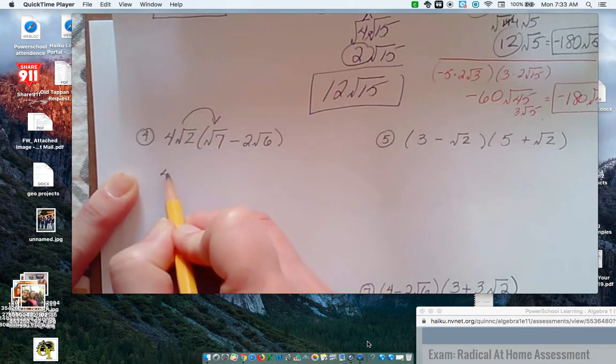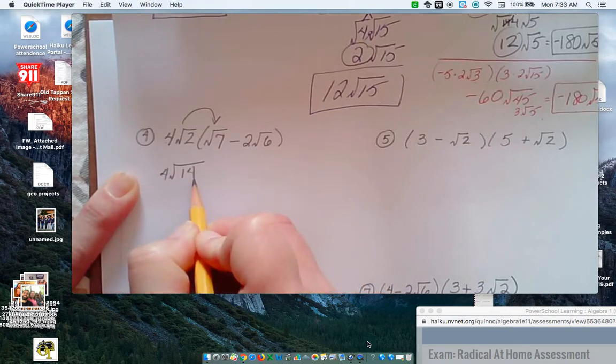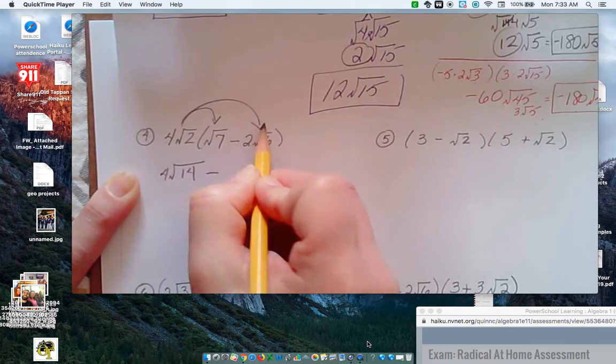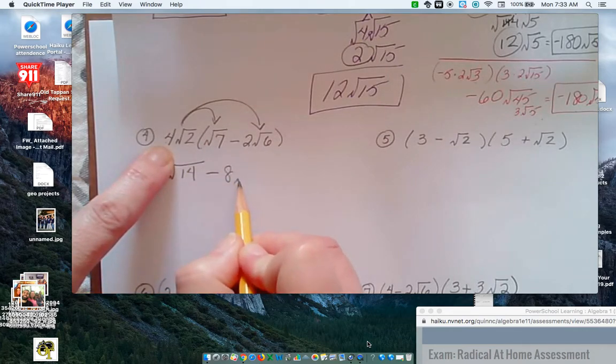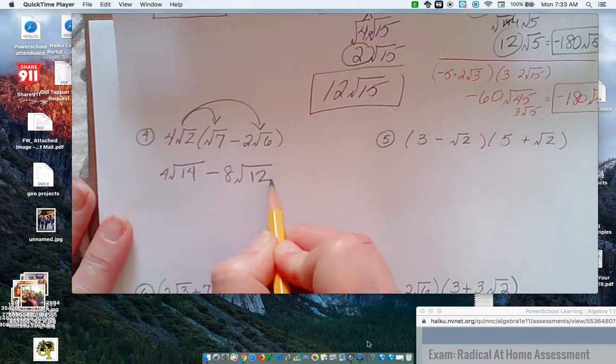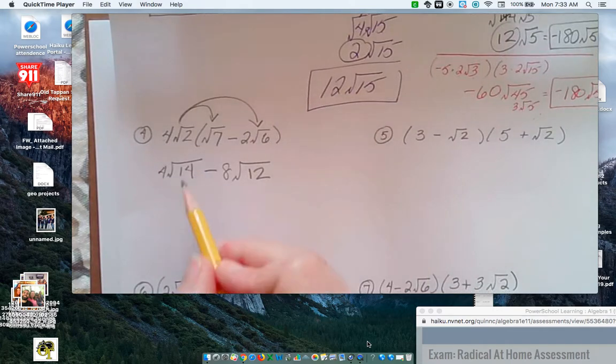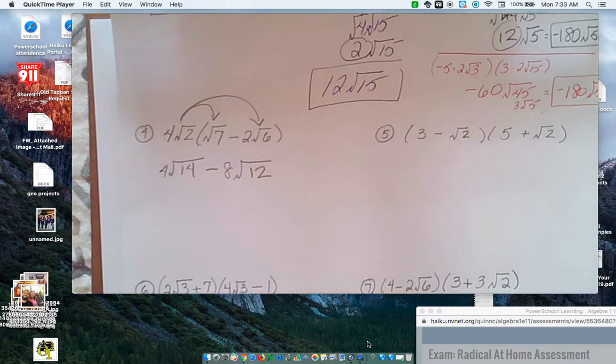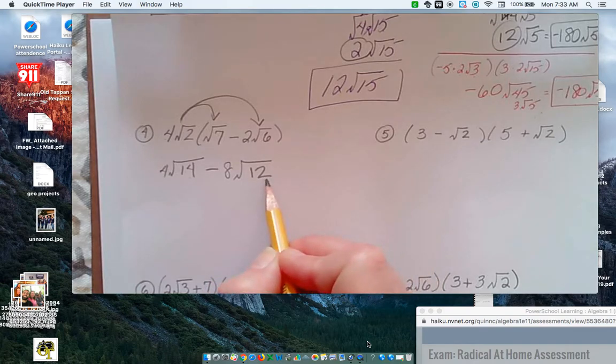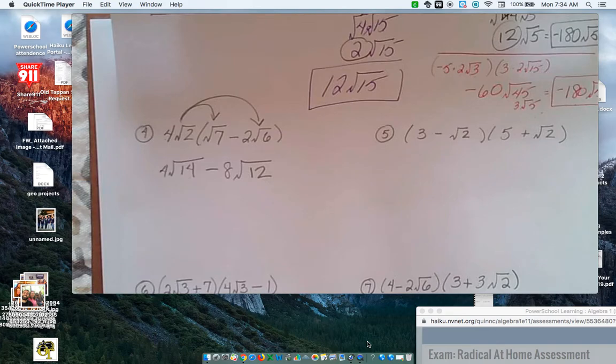So that's going to be 4 radical 14 minus, and here, multiply the outsides, 8, multiply your insides, and it's 12. As soon as I do that, even though these are not like terms and I cannot combine them, remember we added and subtracted like terms with radicals, we still want to make sure that we can't simplify. And as I look at radical 12, that's one of those that I know it can simplify, radical 12. See if you can do it in your head.